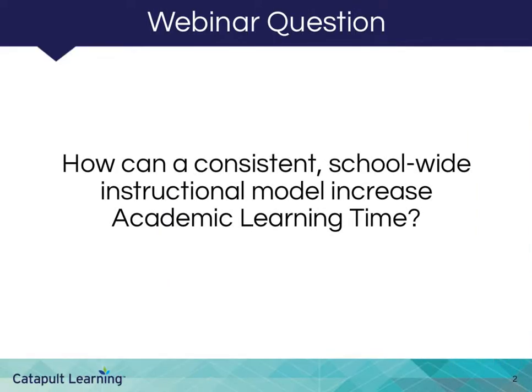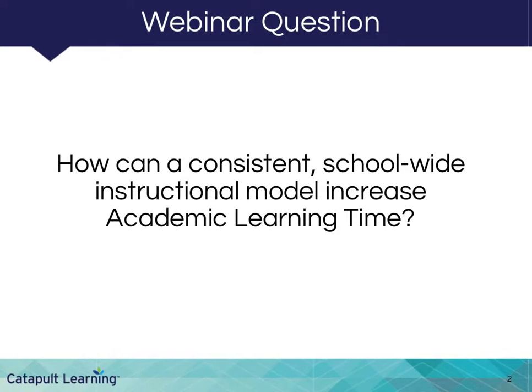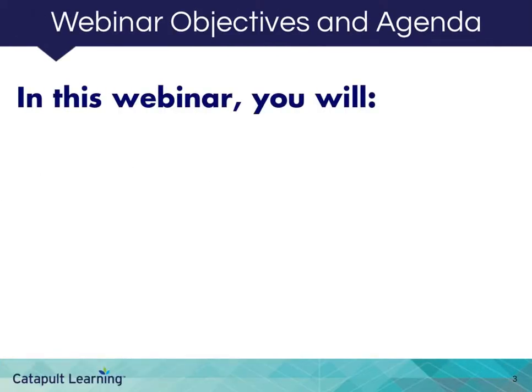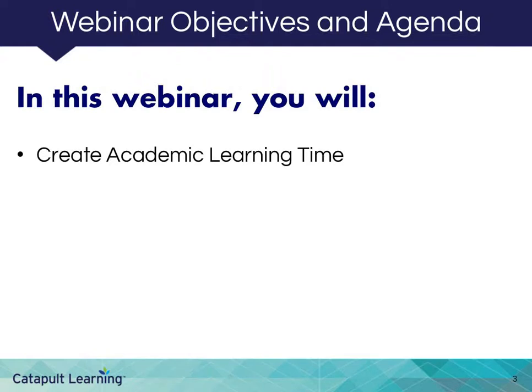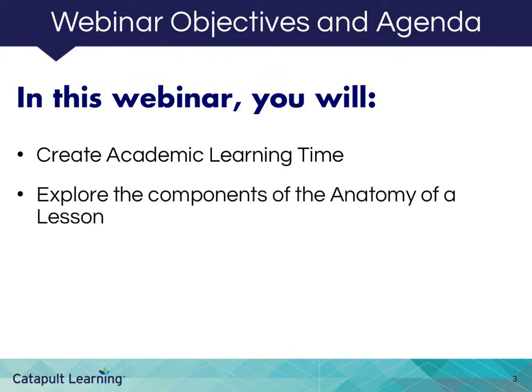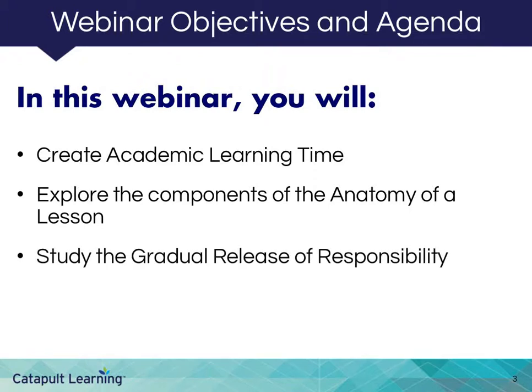Here's our umbrella question for today. How can a consistent, school-wide instructional model increase academic learning time? Because we always want to increase academic learning time, we'll explore the following strategies. First, we'll discuss how to create academic learning time in your classroom. Second, we will explore the components of the anatomy of a lesson. Third, we will study the gradual release of responsibility. Finally, we will help you transfer knowledge and think about how this applies to your own classroom or role as an educator.